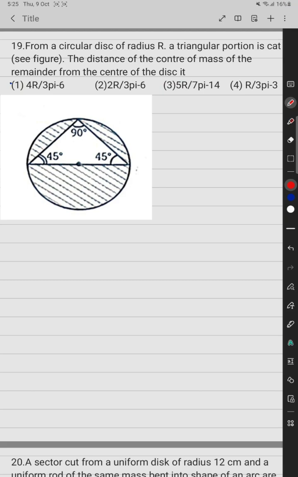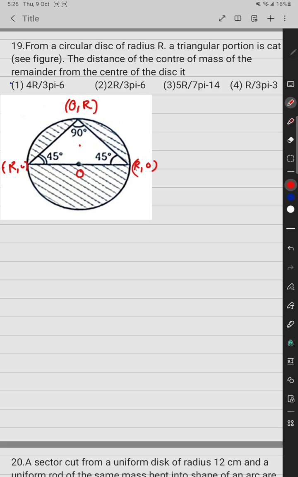Given a situation, a circular disc of radius r has a triangular portion cut out. Then find the distance of the center of mass of the remaining disc from the center of the disc. So first of all, if we mark the coordinates, they will be r, 0, and minus r, 0, and 0, r.